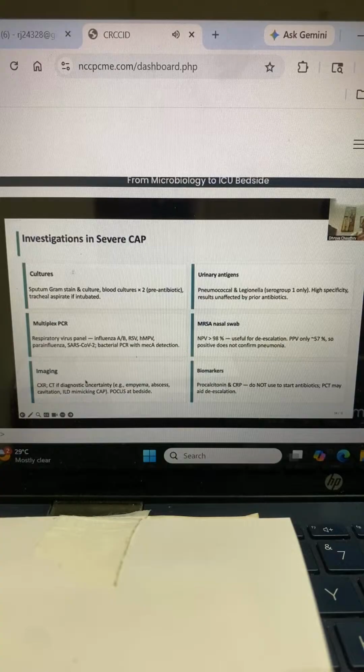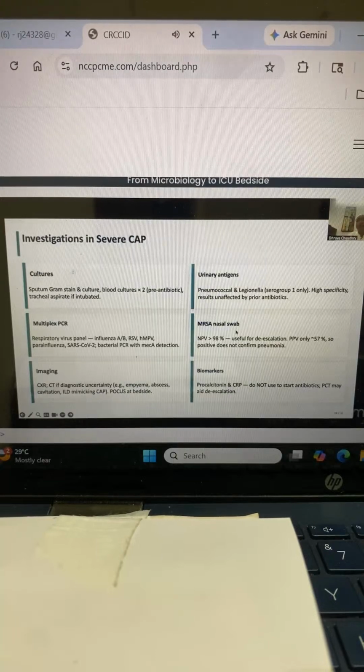Imaging is constant. Usually we do CXR, and another thing which we have started doing is focused ultrasonography at the bedside, which gives us a beautiful picture of consolidation that looks like liver, the pathological term being hepatization, along with air bronchogram. You differentiate it from collapse by looking for a dynamic air bronchogram, where the air comes like a white line going in and going out. Plus, it can tell you the complications which have happened in this patient.